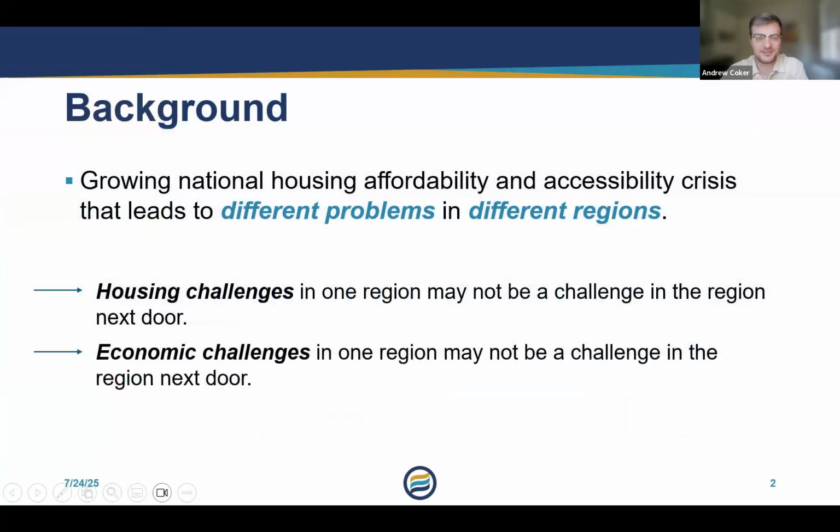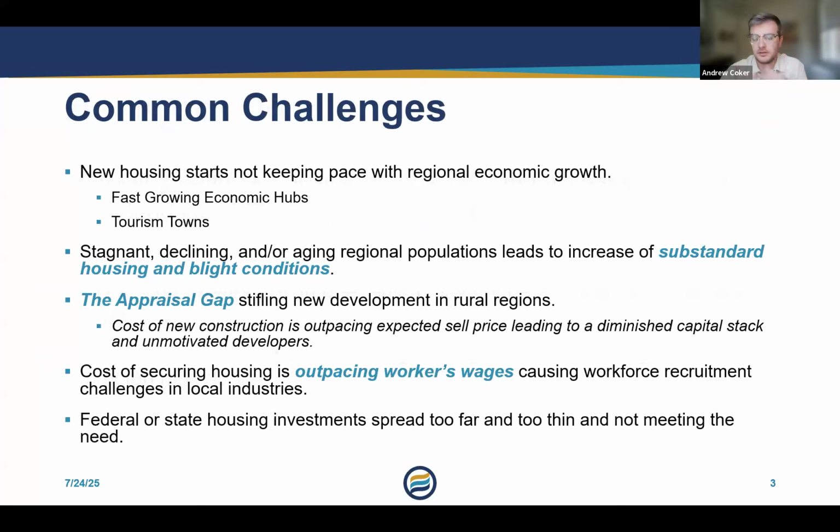I don't think I need to tell anyone on this call that there's a national housing affordability and accessibility crisis. That means we're seeing it across the country, but the issues are manifesting with different problems in different regions. Just the same as every region has different economic challenges based on the context, the history, and the industries that are prevalent in that region, the same thing holds for housing. Everybody has different growth priorities, different relationships with developers, and different approaches to housing that lead to housing challenges being unique in every single region. So it's a national problem, but every single community is facing different things.